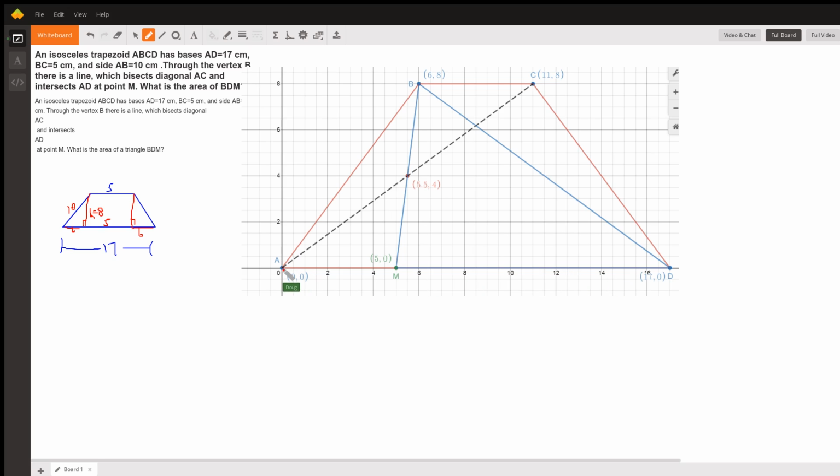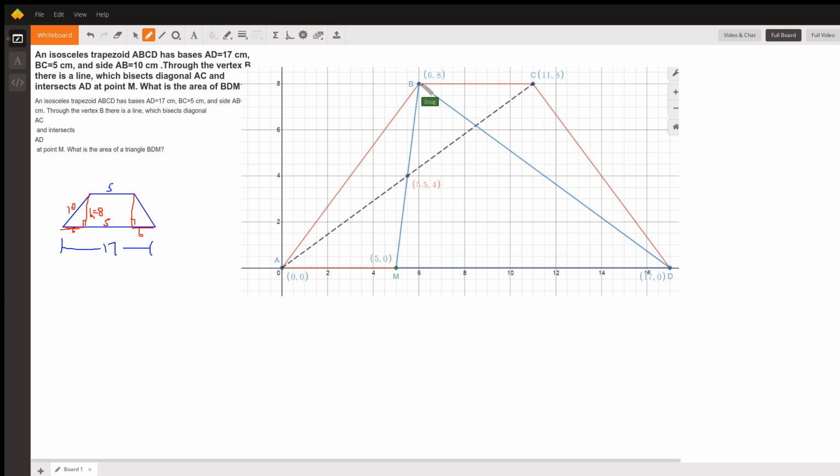I've let vertex A be the point 0, 0. B, we've gone 6 units this way and 8 units up, so it has coordinates 6, 8. C, I've gone 6 plus 5 is 11 and up 8, and D is 17, 0. And once you've got those coordinates, we can start doing stuff like this. The midpoint of diagonal AC using the midpoint formula is 5.5 comma 4.